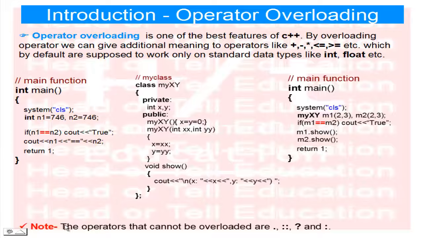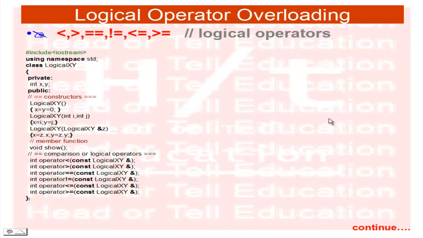Before that, you have to note that the operators dot, double colon and ternary operator cannot be overloaded in C++. If anyone asks which operators cannot be overloaded, you have to answer: dot, double colon and ternary operator. Now next, how to overload.